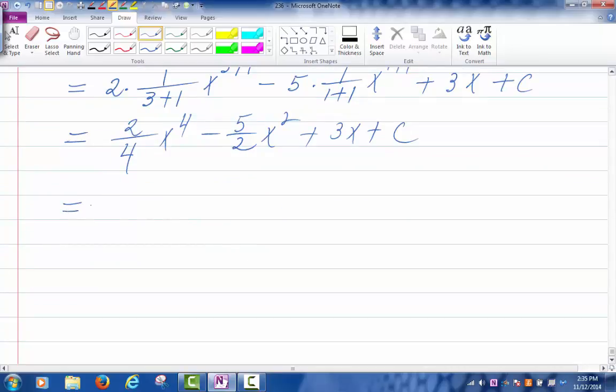And finally, this is 1/2 x to the 4 minus 5/2 x squared plus 3x plus c. So that's my final answer. Is everybody okay with that?